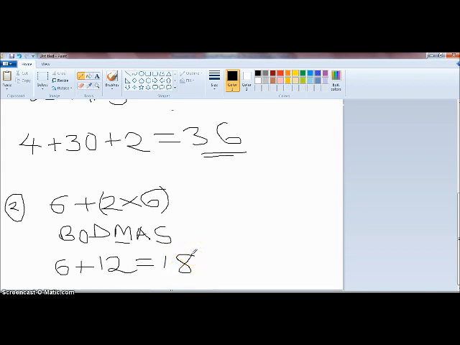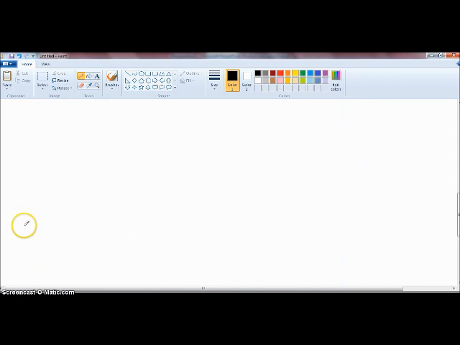Yeah. Now imagine if you tried to answer this by just doing 6 plus 2 times 6. 6 plus 2 is going to give you 8, and 8 plus 6 is going to give you 14. So you wouldn't have gotten 18, you would have gotten a wrong answer, which is 14. So whenever you have these combined operations, it is always important to follow BODMAS. Right, let us do another one.